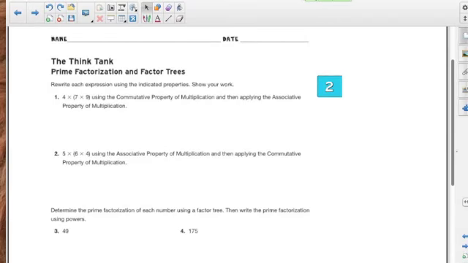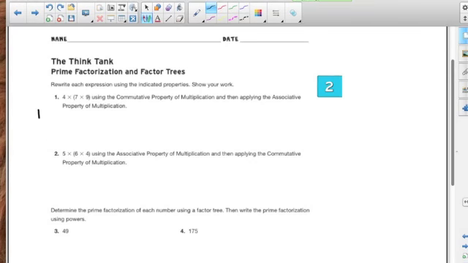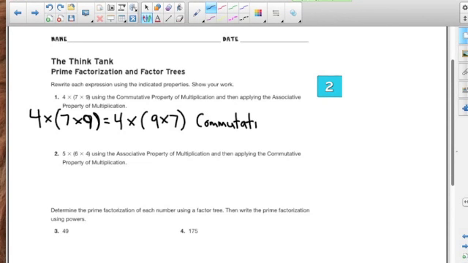All right, ladies and gentlemen, we are looking at the first portion of our homework for Chapter 2. In the first portion of our homework, we were dealing with just prime factorization, making factor trees, and then we started with the commutative property of multiplication and the associative property of multiplication.